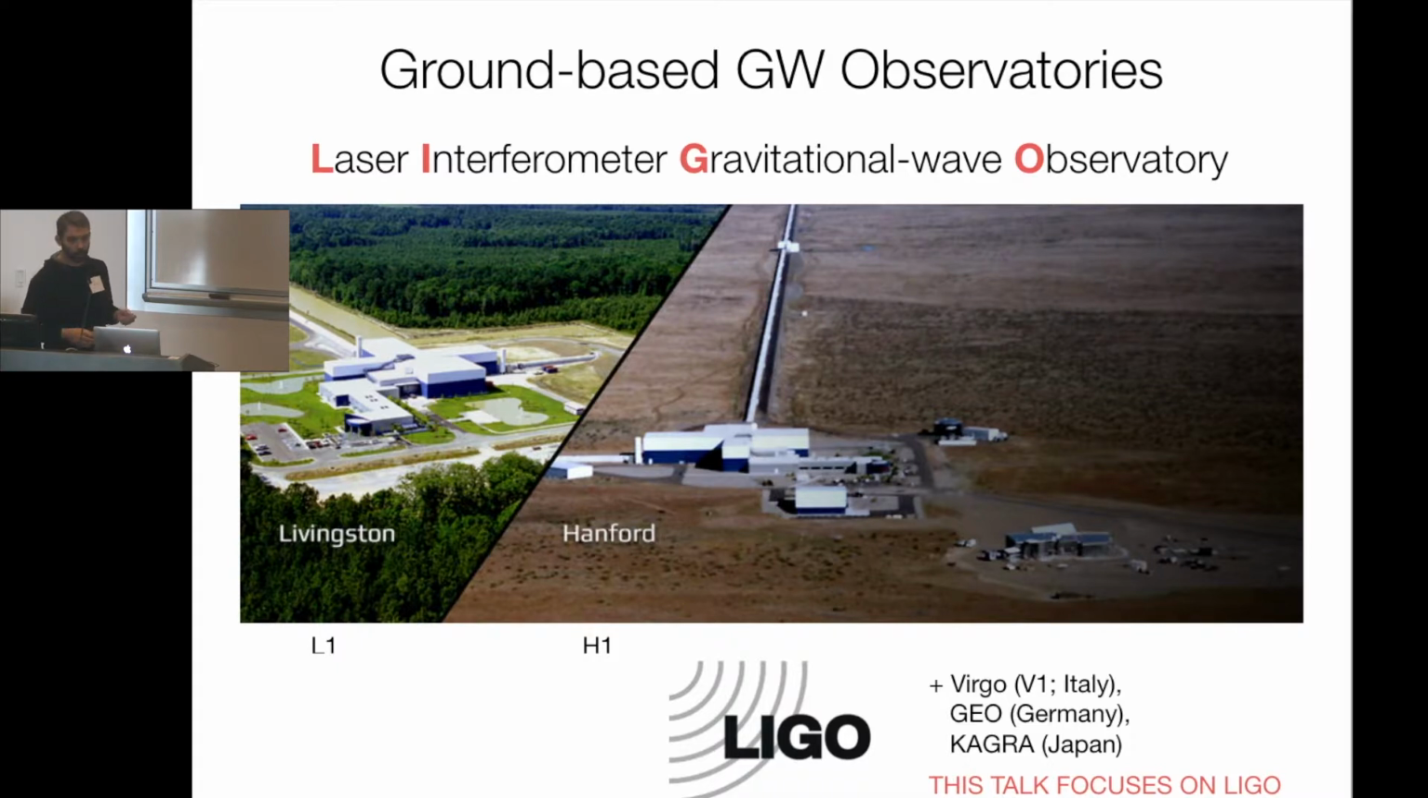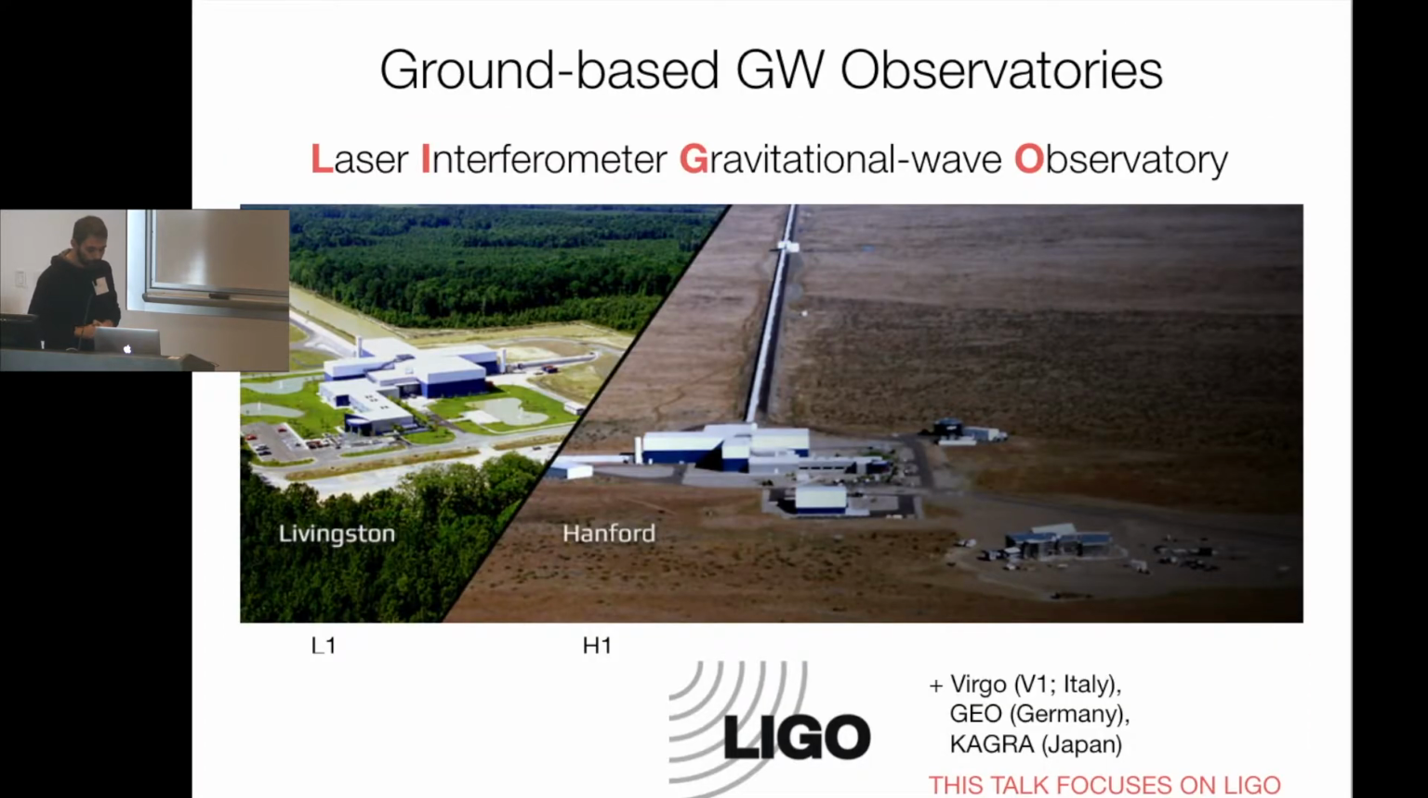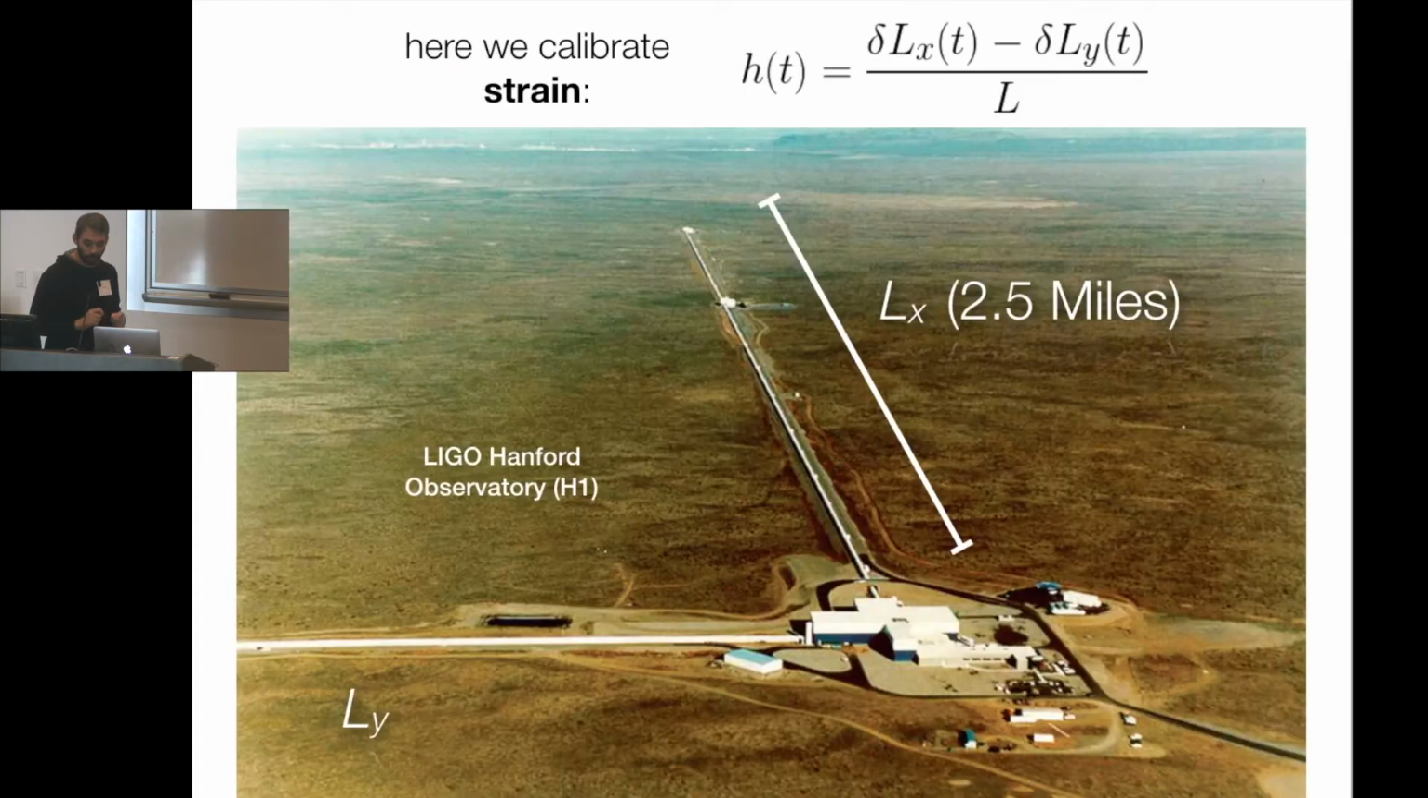So we're trying to calibrate instruments that are massive. They're like 2.5 miles long on a side. This is another aerial shot of LIGO Hanford, which is up in Washington State. And there's one thing that I forgot to mention, which is that this talk is going to focus on the LIGO detectors, and I won't really say much about Virgo or about KAGRA or anything like that, but really their calibration is done in a very similar way.